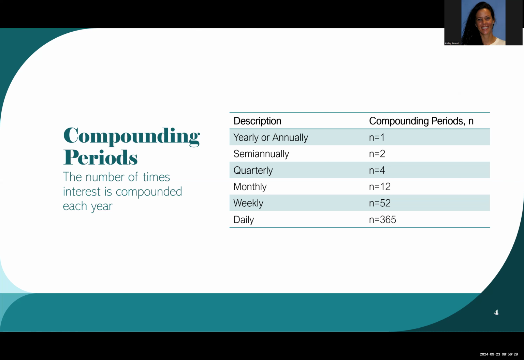Compounding periods tells you the number of times interest is compounded each year. It's usually given to you in an English word. For example, yearly, that's once per year, so little n is 1. Semi-annually, that's twice a year, n is 2. Quarterly, that's 4 times a year, n is 4. Monthly, that's 12 times a year, so n is 12. Weekly, there are 52 weeks in a year, so n would be 52. And if you did it daily, we're going to call that 365.